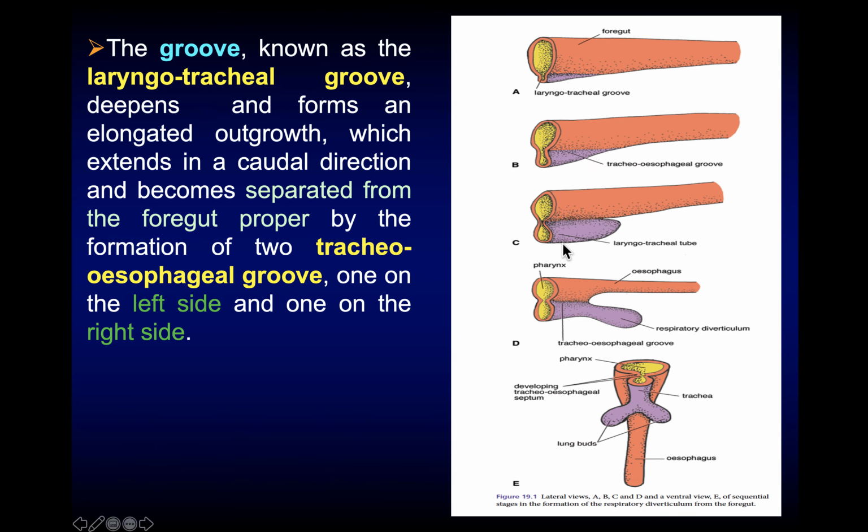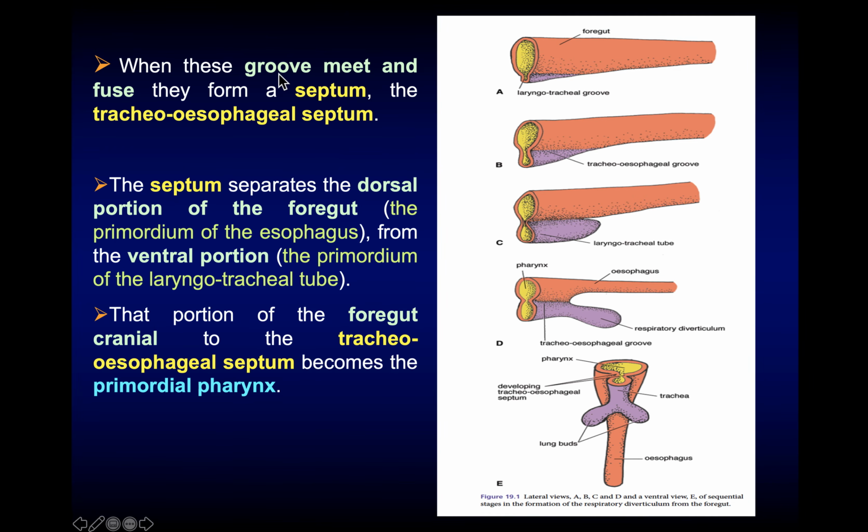Okay, at the end, this groove, the right and the left one, are going to meet, and this will result in the formation of the structure here, which is called the tracheoesophageal septum. So at the beginning, it will be a groove. When this groove, the right and left side, meet together, this will result in the formation of the septum. And usually this septum separates dorsally the foregut from the ventral portion, which is the tracheobronchial tube, the laryngotracheal tube.